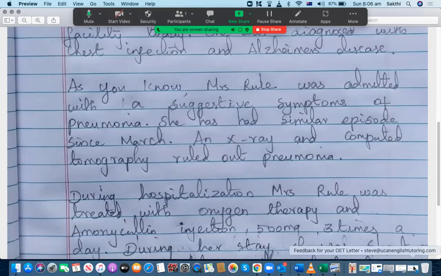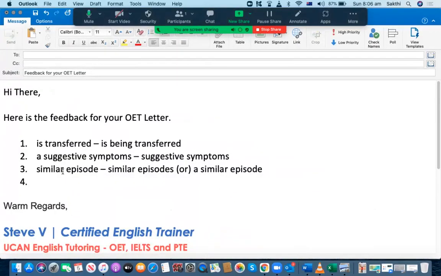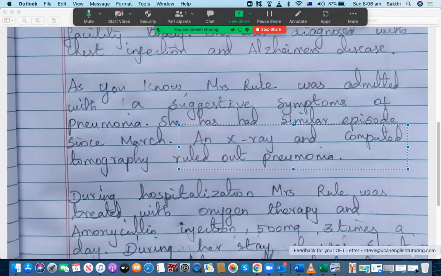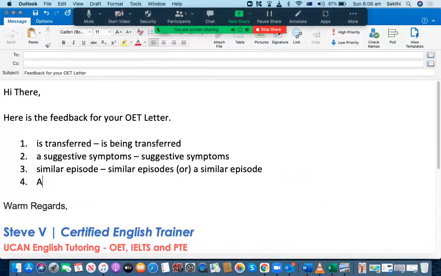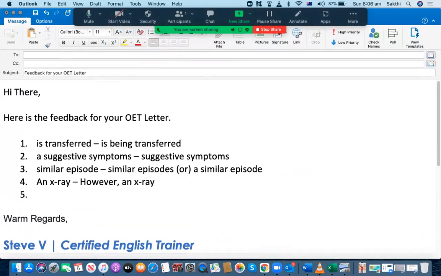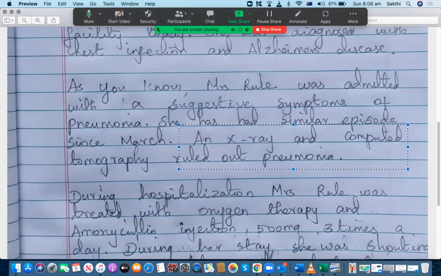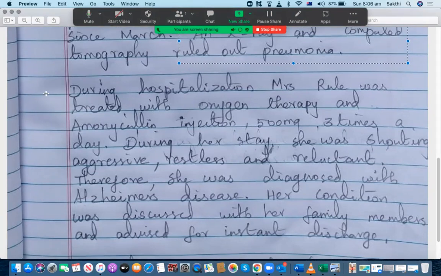It could have been much better. Okay, so there is no grammar mistake here, but there is a way of connecting the sentences in an effective manner. Instead of writing, let's say, what did you write? Sorry, an X-ray. You could have mentioned the however, comma, an X-ray and computed tomography ruled out pneumonia. Okay, that's good, because that's the best way of connecting these sentences together.